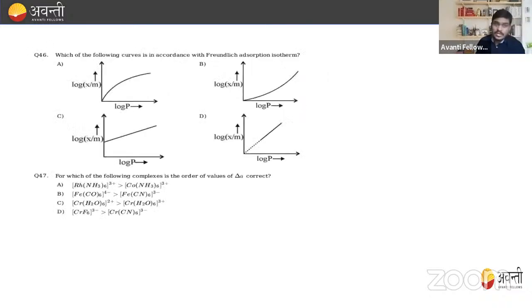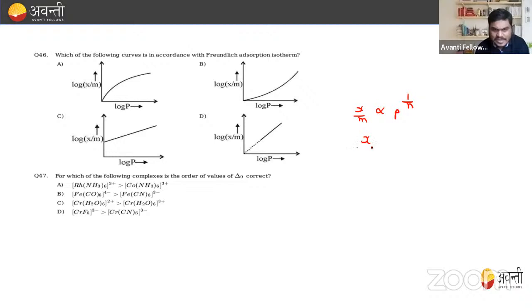Okay. Now, which of the following curves is in accordance with the Freundlich adsorption isotherm? So you have to identify, out of these given four, which curve correctly represents this. So we know that for the Freundlich adsorption isotherm, x upon m is proportional to 1 upon n, right?